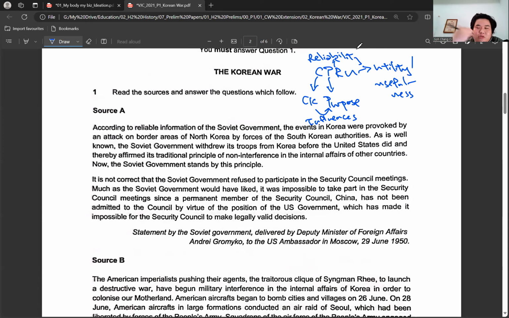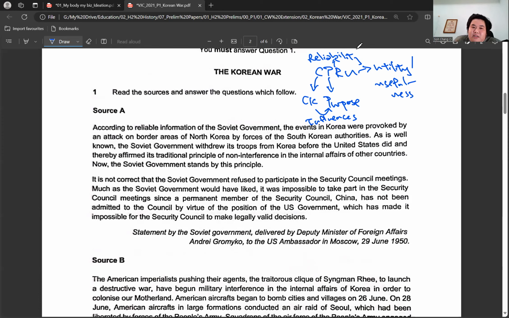That means, if you can use it in one particular way, in what other ways can you use it, essentially, right? So if, let's say, I were to apply it in this context for source A, using source A as an example for the demonstration, we know that source A says here, according to the reliable information of the USSR government, events in Korea were provoked by an attack on borders of North Korea by forces of the South Korean authorities.